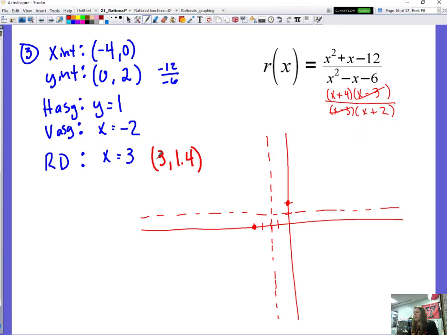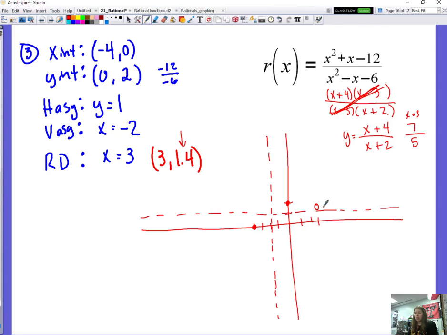So if we plug in 3, now the problem at 3 is gone. We've divided it out. But if we plug 3 into what's left of my equation, we can figure out where that point should be. 3 plus 4 is 7, and 3 plus 2 is 5. If we divide that, we end up with 1.4. So this is the y value at x equals 3. So at 3, we're going to have a point just above 1.